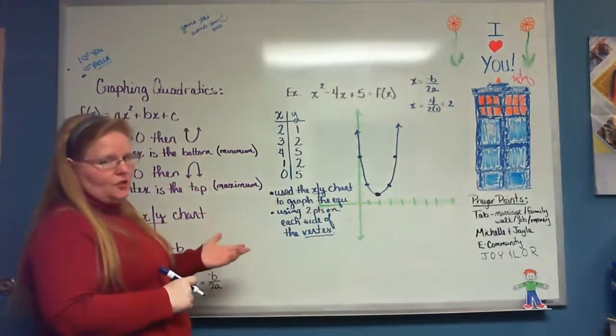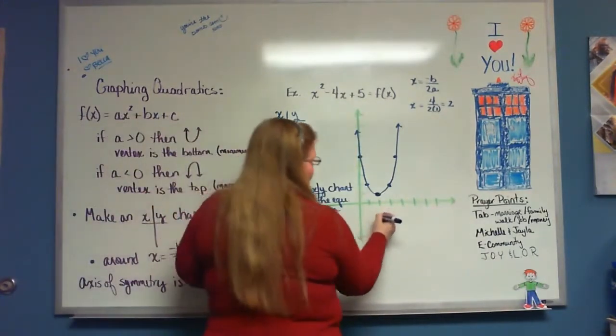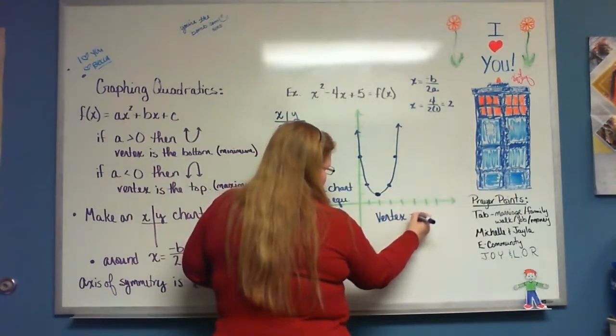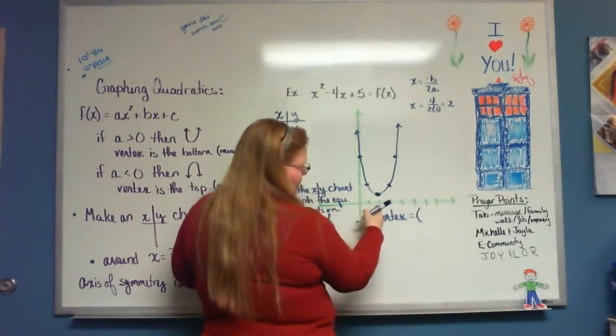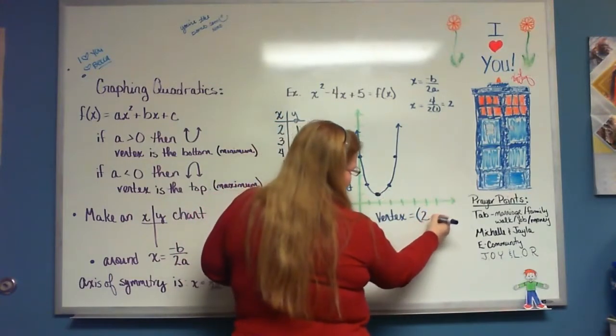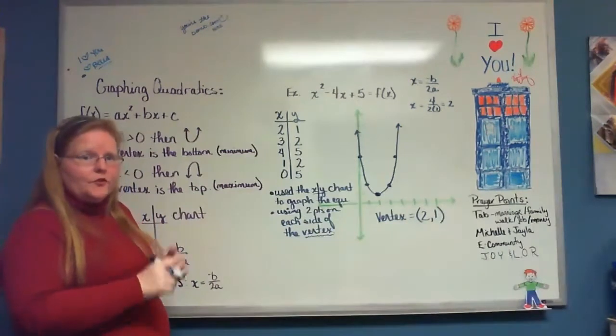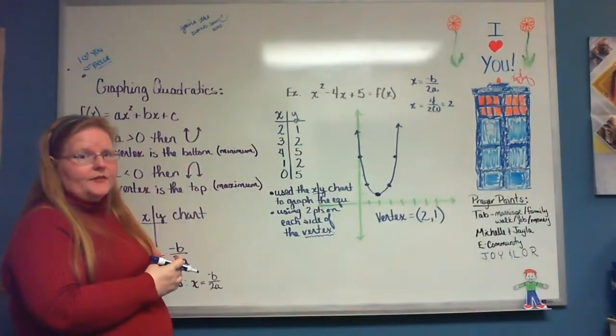So if they ask you what a vertex is, then you should be able to say vertex equals the point (2, 1). Because that's how you write a vertex. You say whatever the point is that it's at.